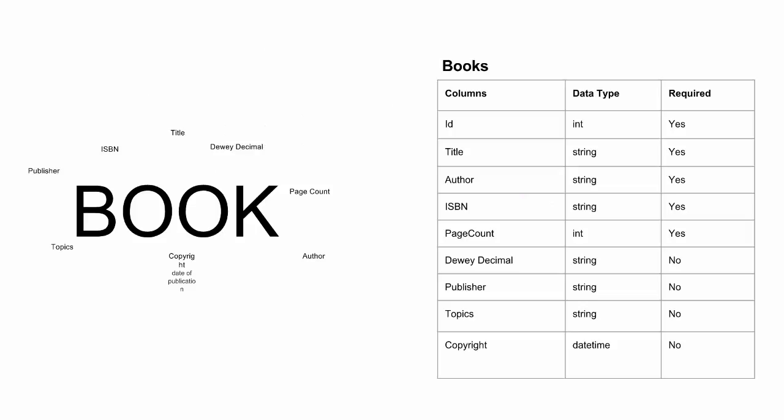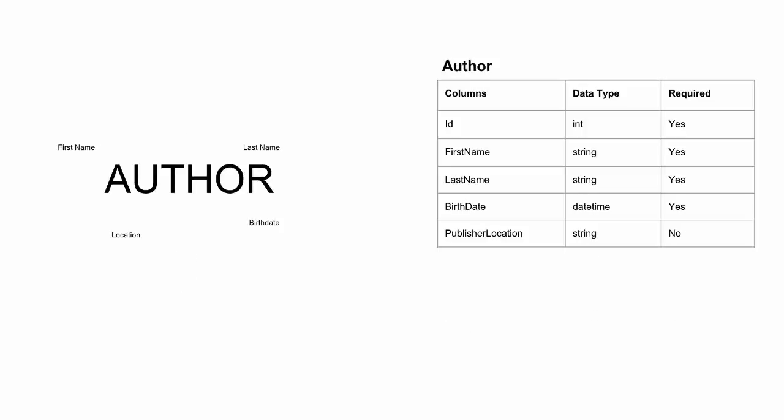So if we go back and look at the table we created for our books, we created a column for author, and it was of type string. Well, obviously there's a lot more data that we can store about an author than just their name in a string field. So in order to do that, we're actually going to start by creating another table for authors.